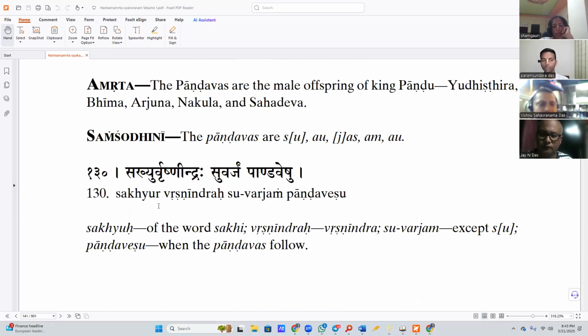So now the Sutra, Vidhi Sutra, is Sakyur Vrishnendra. I think now you are becoming more familiar with the pattern of the book, like how Jiva Goswami is introducing sutras, different kinds of sutras as per the requirement. The Sangya Sutras, the Vidhi Sutras, and so on. So Sakyur Vrishnendraha Suvarjan Pandaveshu. So we are still doing the Sakhi Shabda. We did 1.1, now 1.2.